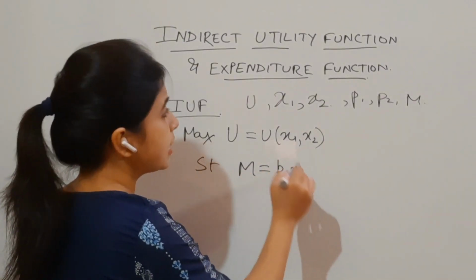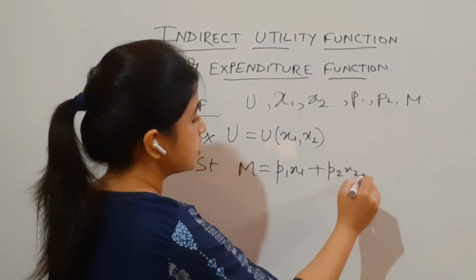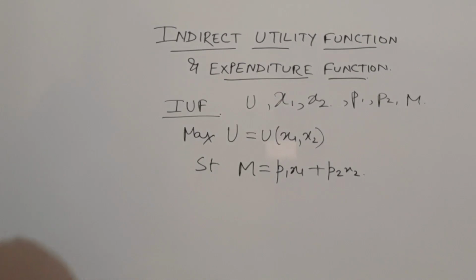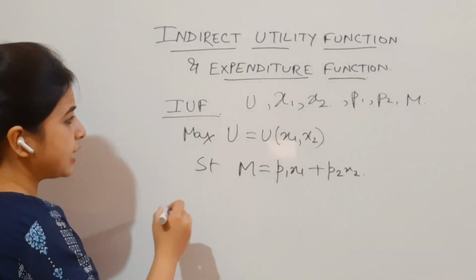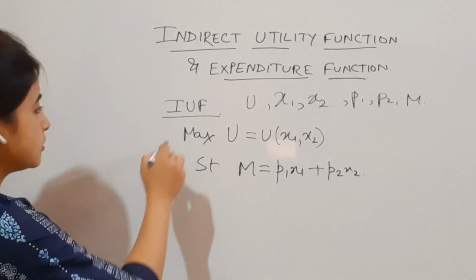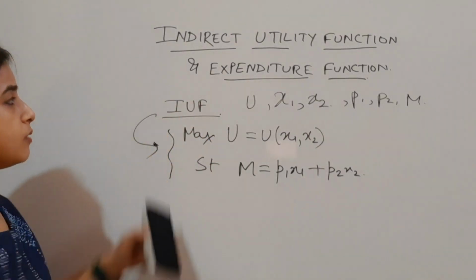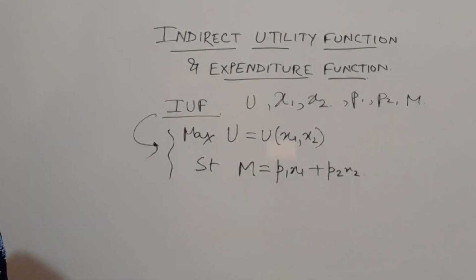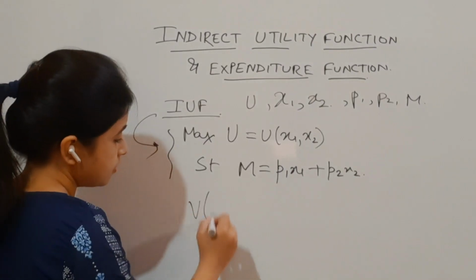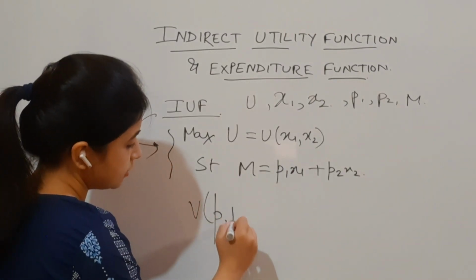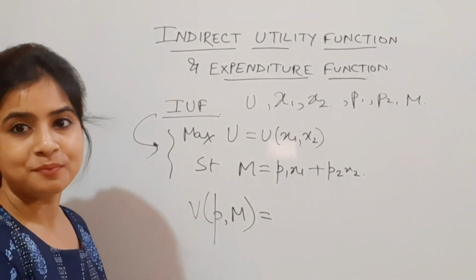What is the budget constraint? m equals p1 x1 plus p2 x2, since I am considering only two commodities here. Or in a general format, I will write that after. This is the problem for the indirect utility function. So after solving, what will we get? We will get something in terms of p and m.